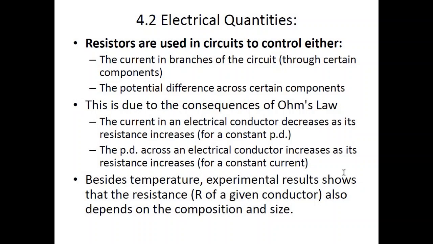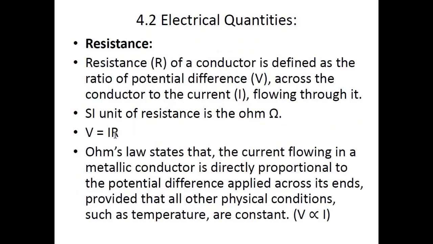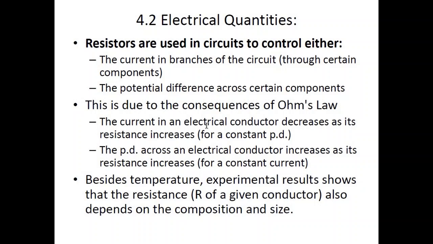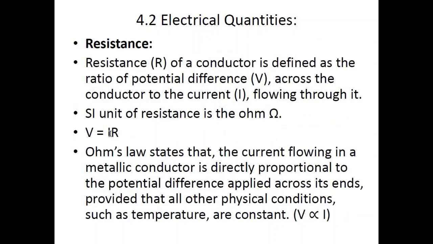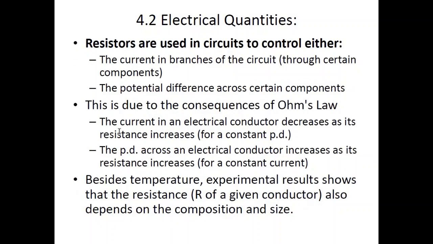Resistors are used in a circuit to control either the current in branches of the circuit or the potential difference or voltage across certain components. This is due to the consequences of Ohm's law. The current in an electrical conductor decreases as its resistance increases because I equals V upon R. So current and resistance are inversely proportional. Whereas the potential difference increases as the resistance increases. Why? Because V and R are directly proportional.